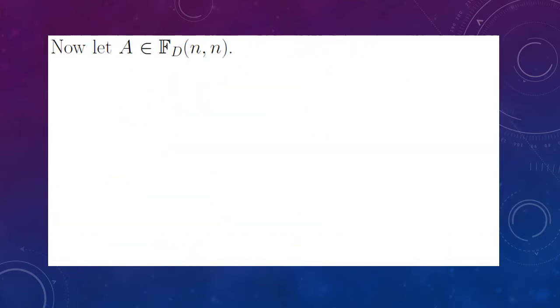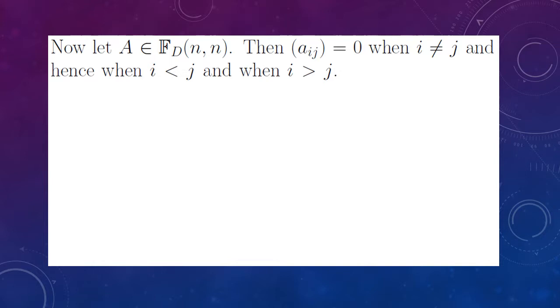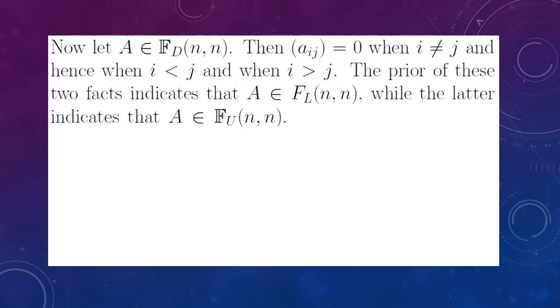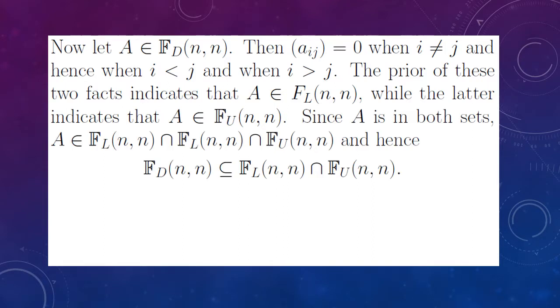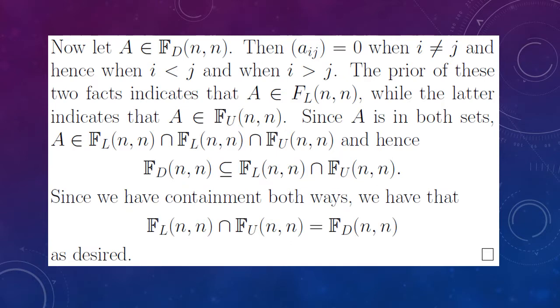It's a little bit easier to go the other way. If you start with a diagonal, this of course tells you that A_ij is equal to 0 when i is not j, and hence in both cases when i is less than j and i is greater than j, which of course tells you that A is in the lower triangular and upper triangular matrices respectively. Since A is in both sets, it must be of course in the intersection. Wow, that was a bit of a typo. Get rid of one of these sum ends. You only need this piece right here. And hence you have this subset formula here. Which of course means that since we have containment both ways, we actually have set equality as desired.